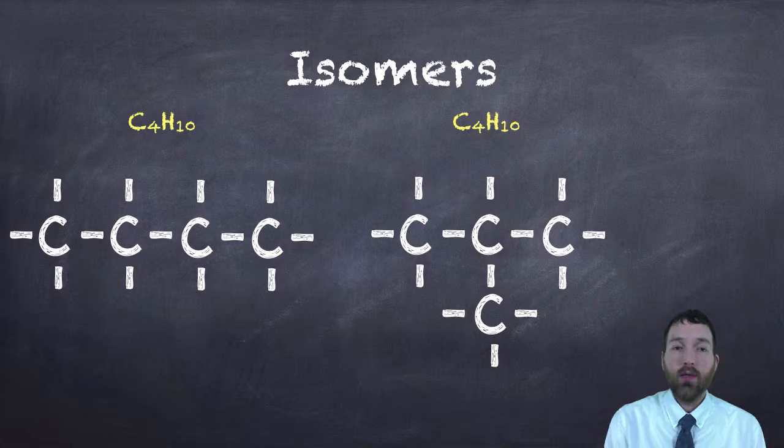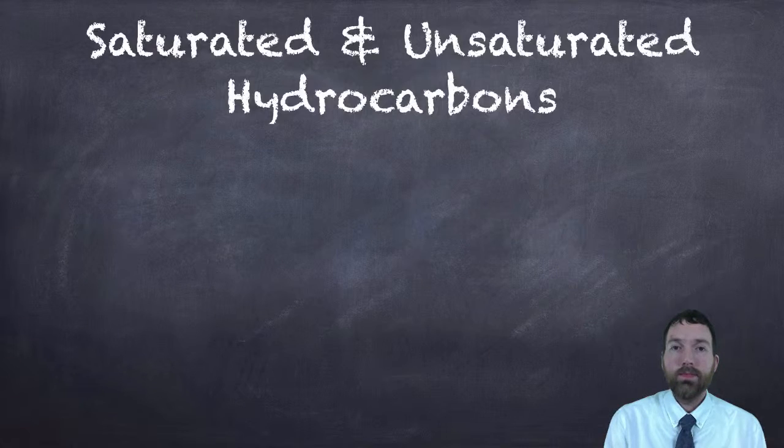The one on the left would be called butane, and it would have a certain set of properties. And the one on the right would be called 2-methylpropane, which would have a completely different set of properties. So again, same formula, different name, different properties. This is, like I said, what makes organic chemistry pretty complicated.